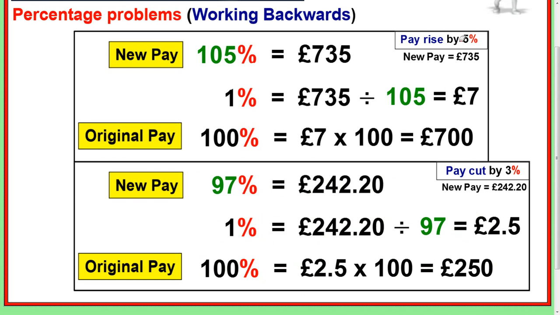So a pay rise, add to 100%, so become 100 and something. Pay cut, or a reduction in a percentage, then take it away from 100%.